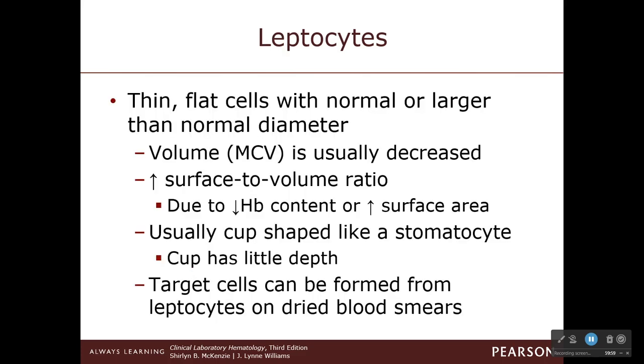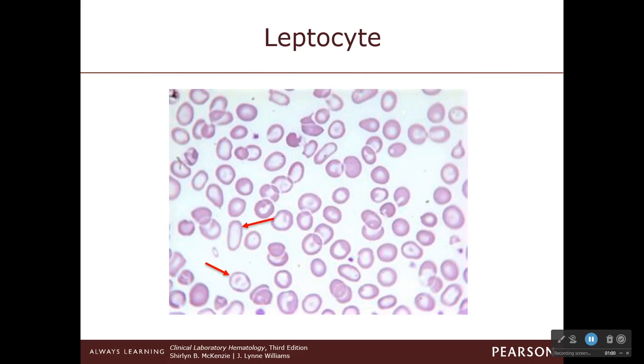All right. Leptocytes. Lepto. Thin, flat cells with normal or larger than normal diameter. MCV is usually decreased in these. Hemoglobin usually cup-shaped like a stomatocyte. Target cells can be formed from leptocytes on dried blood smears. Okay. Leptocytes. Okay. And you can see how they got that kind of large looking area.